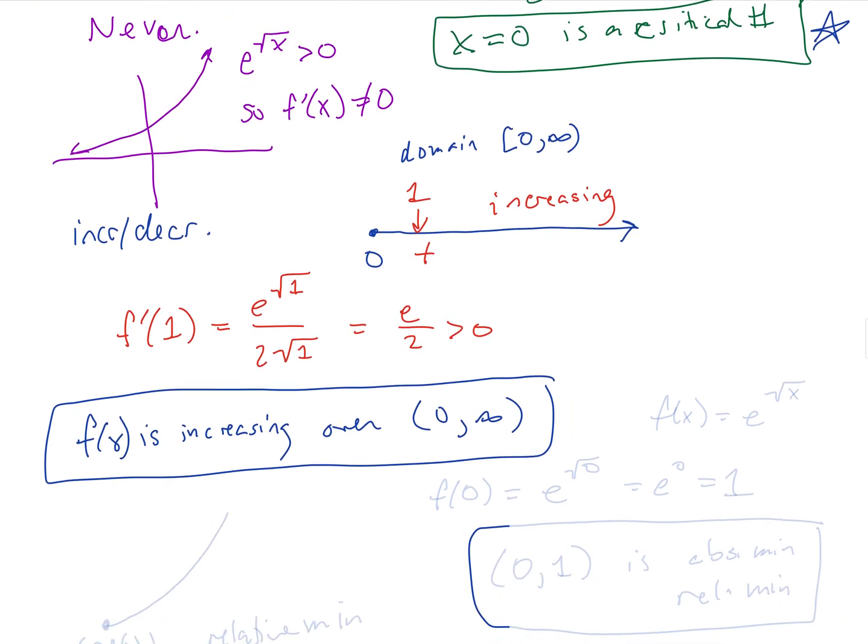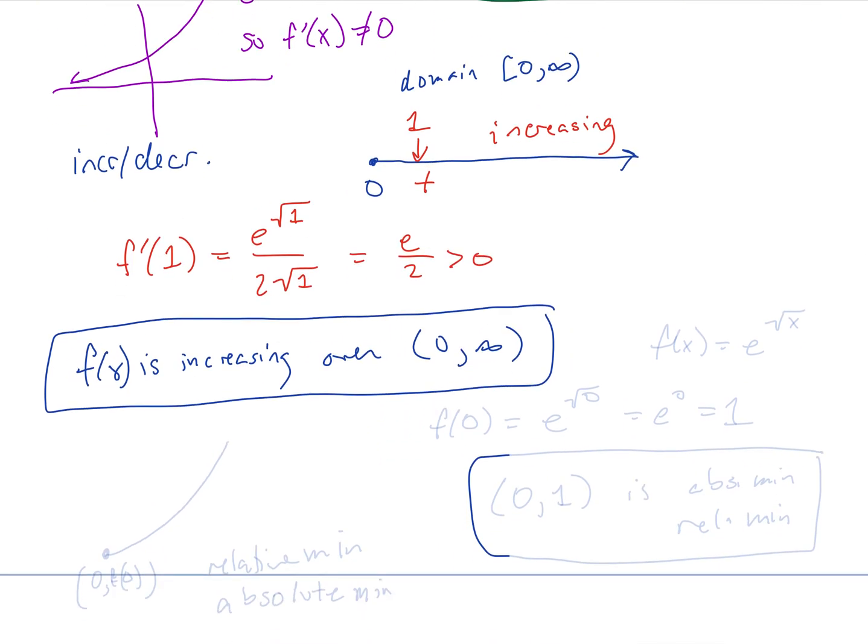Lastly, are there any relative maxes and mins? Well, we see that this function is always increasing. Because it's always increasing, that means the first point, 0, f of 0, is going to be not just a relative min, but also an absolute min, because the function begins at 0 and just increases from there. So that point 0, f of 0, is an absolute min and a relative min.